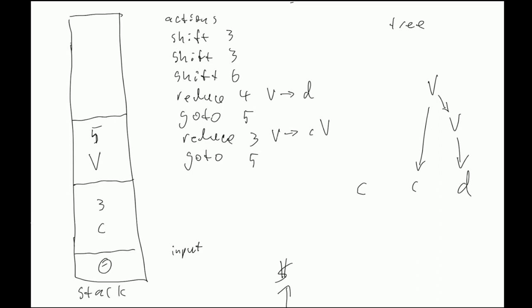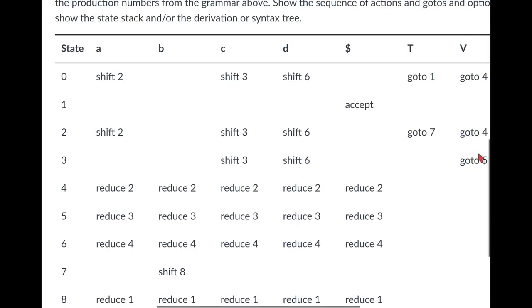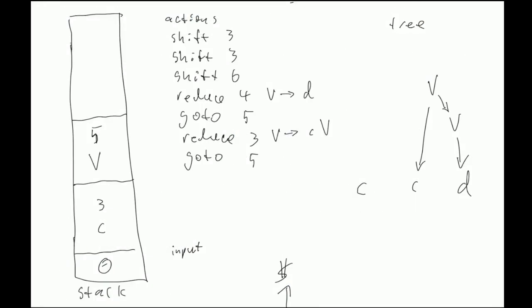Alright, so in state 5, and our look ahead symbol is still the end of the input. So if we're in state 5, and we see end of input, what do we do? We reduce 3, right? So let's do the reduction again. And so reduce takes the right-hand side symbols, pops them off the stack, and replaces it with the left-hand side.